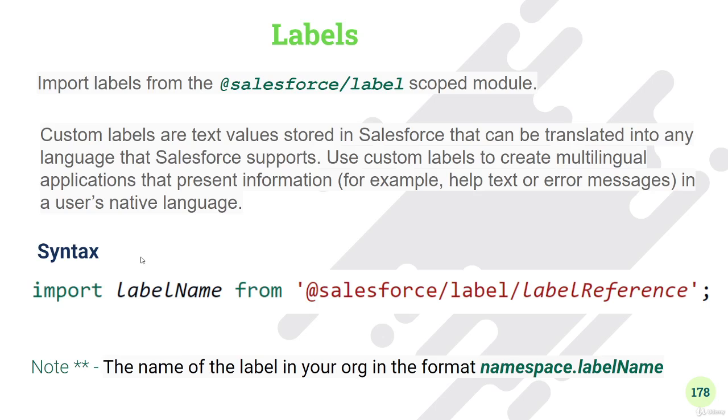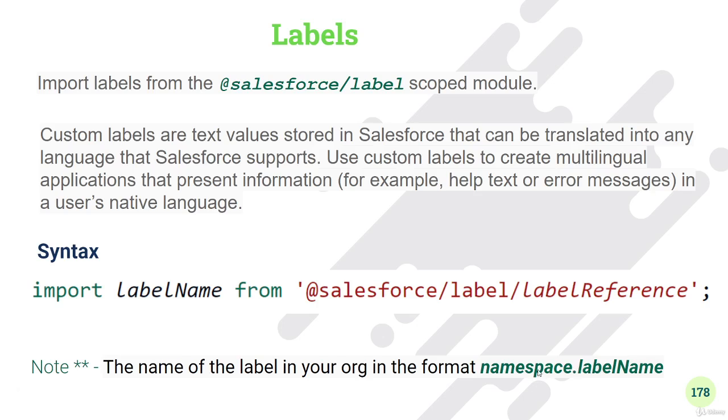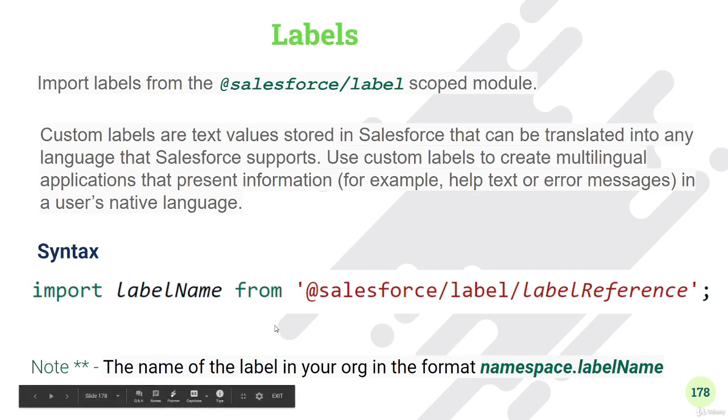So the approach is again the same. You import your label from the @salesforce/label module, but the catch is you need to define your label reference using namespace dot label name. The namespace for us is c dot. You need to remember that when you are using custom labels.